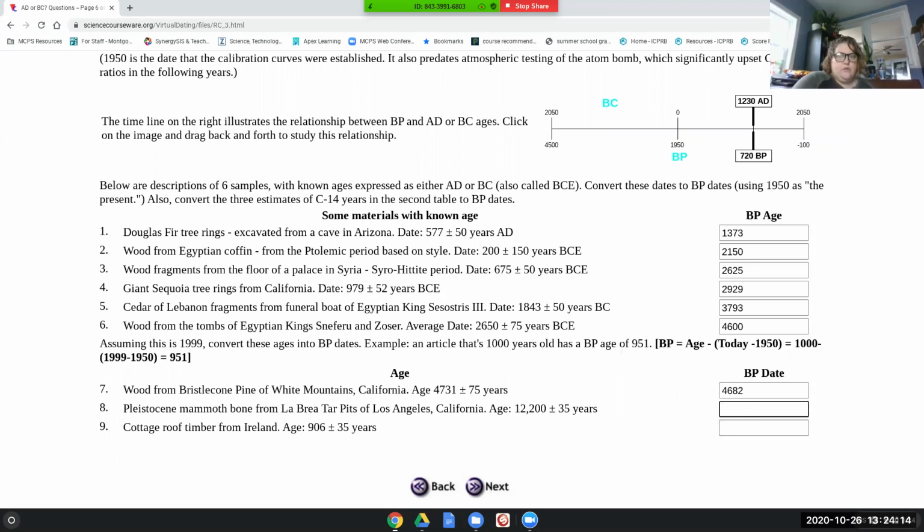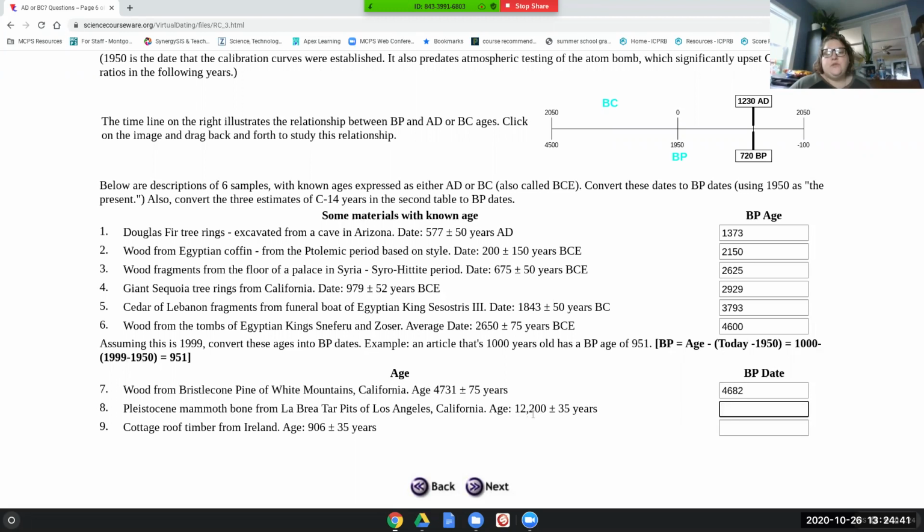So if we do 12 to 00 minus, so essentially we're doing 1999 minus 1950, right? That is 49 years. So I'm just subtracting 49 years from these things. So that's how they got 4682 here.